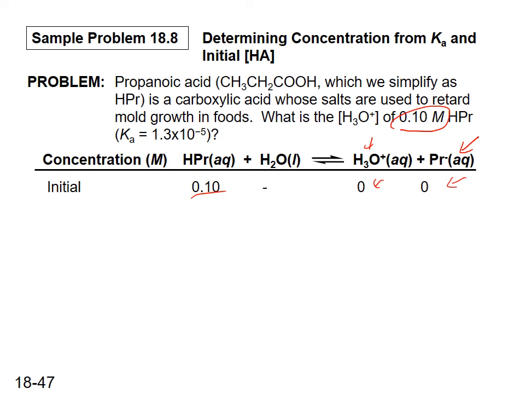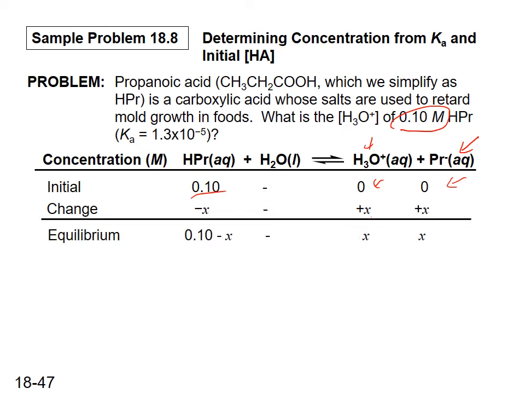And next is the change. So change for acid is negative X, hydronium ion is positive X, anion positive X. And next, equilibrium. So equilibrium concentration for acid is 0.1 initial minus X. At equilibrium, hydronium ion is just X and the anion X. So next, solve X. How do we do that?